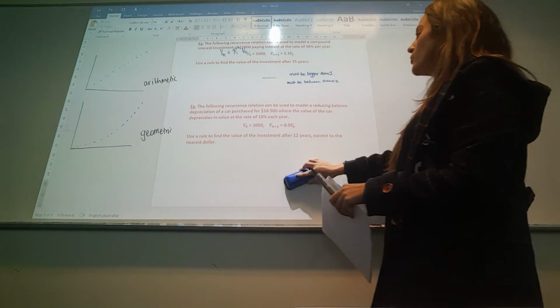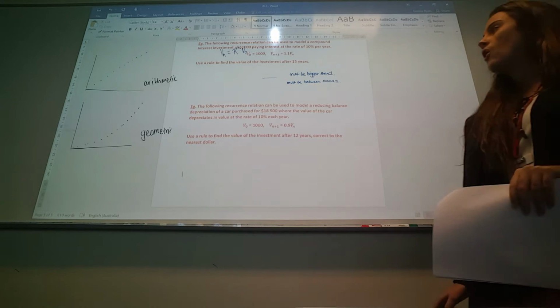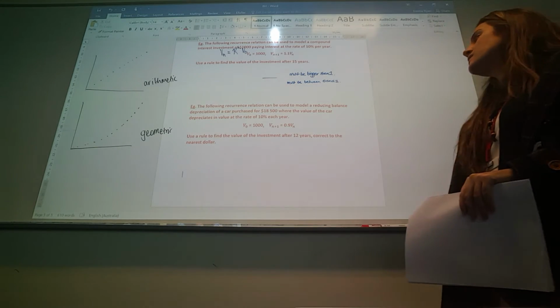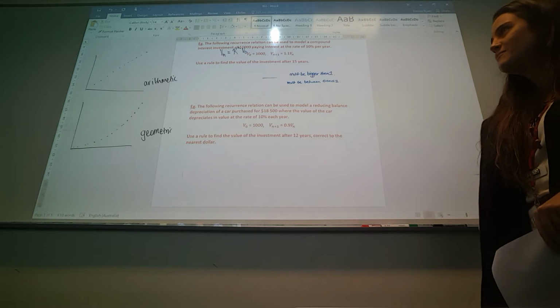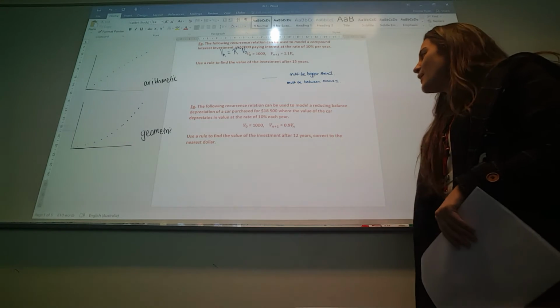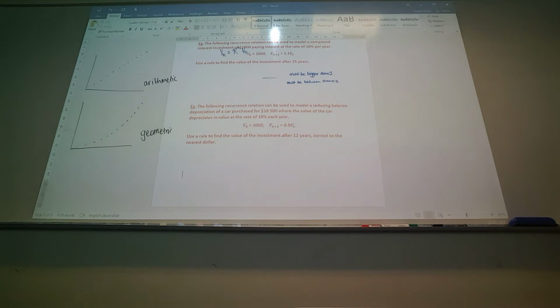Okay, so last example. The following recurrence relation can be used to model a reducing balance depreciation of a car purchased for $18,500, where the value of the car depreciates in value at the rate of 10% per year. Who can spot the mistake in this? It's a typo. No, it's not the same question as before because we're depreciating.